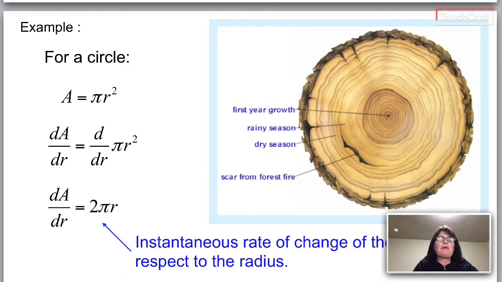So this is the first time that we talked about the actual application of a derivative and didn't have the input variable equal time. So dA/dr, the derivative of the area with respect to the radius. How fast is the area changing for a given radius? That's 2 times pi times the radius.